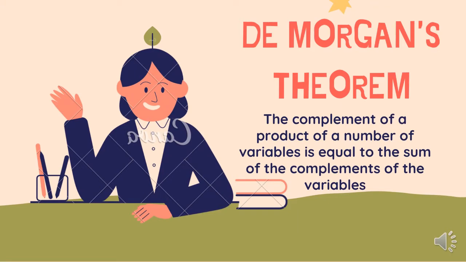So what is De Morgan's theorem? De Morgan's theorem's second law, we already knew it: the complement of a product of a number of variables is equal to the sum of the complements of the variables. That means if we consider two variables A and B, then (A dot B) whole bar equals A bar plus B bar. Okay, we can say it from the statement. So this is the second law of De Morgan's theorem. We will see the truth table of the second law in the next slide.